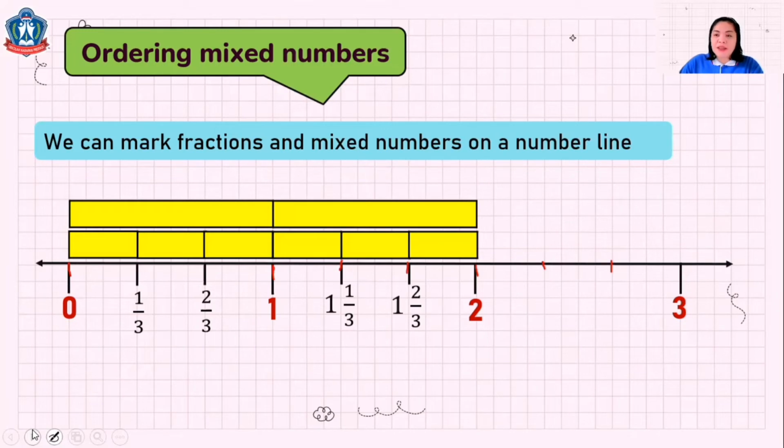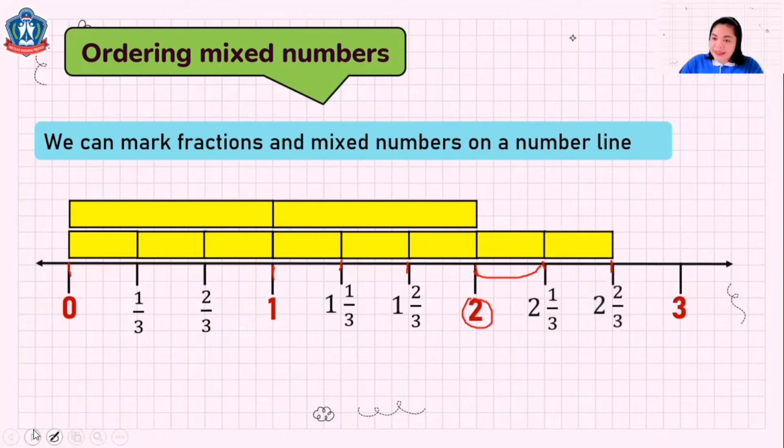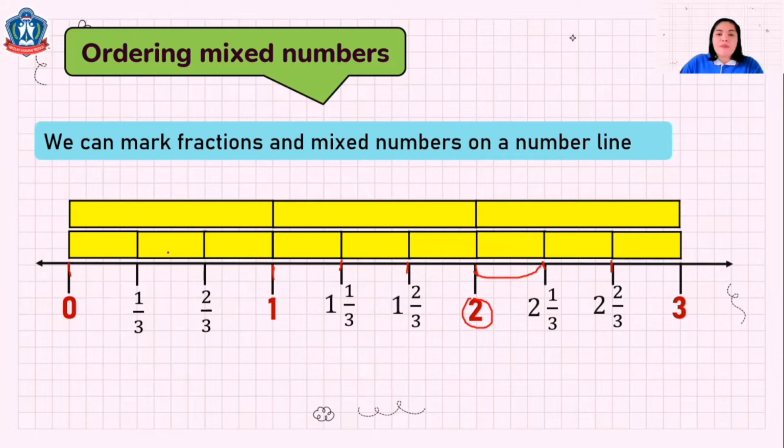So 2 wholes, 2 whole numbers. Now, after 2, we have another 1 part. This is another 1/3 here. This is already 1/3, but we already passed 2. So that is already 2 and 1/3. Then 2 and 2/3. And we have another 1 whole, and that is 3. So this is how to put mixed numbers on a number line.